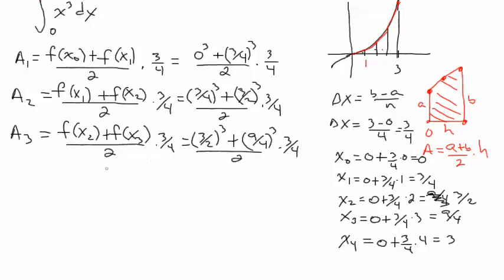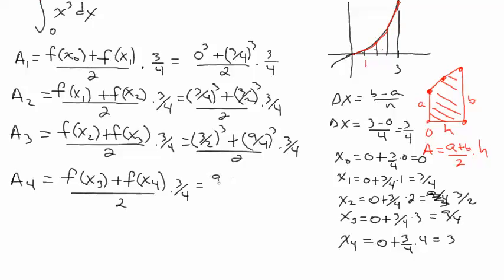So we can actually shorten this down quite a bit. F of x3 plus f of x4, divide that by 2 times 3/4 is equal to, so we have 9/4 cubed plus, and then x of 4 is 3, right? That was our last one. 3 cubed over 2 times 3/4.